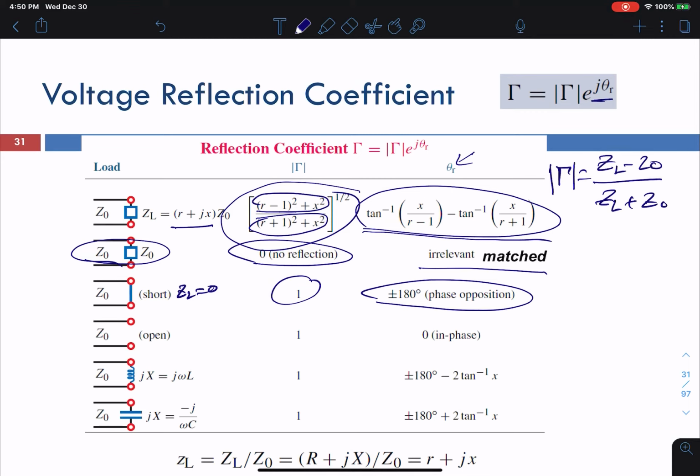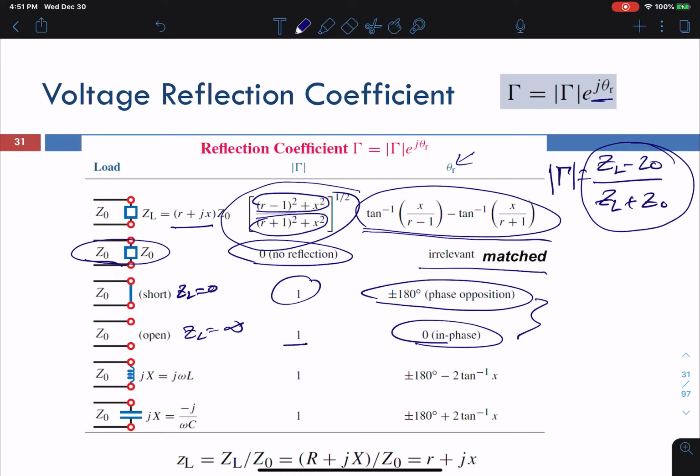Open circuit means your ZL is infinity, or very large. For this purpose, it's very, very large. If it's very, very large, this one also becomes 1, right? ZL is really, really large, so Z0 doesn't matter. Then it also becomes 1, and your angle becomes in phase. We're going to talk about how it becomes in phase in the next few chapters.